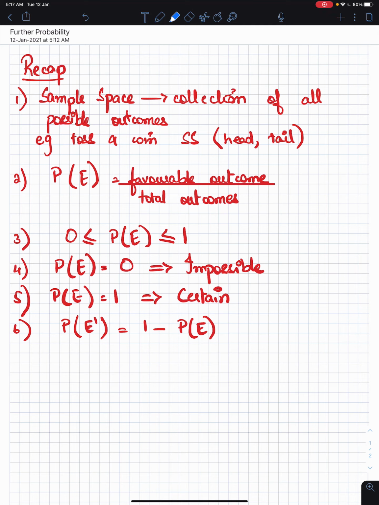So the first thing that we learned was sample space. Sample space was the collection of all possible outcomes. Whenever there's an event happening, for example, tossing a coin or throwing a die, a sample space covers all possible outcomes. For example, for tossing a coin, the sample space is head or tail. When you throw a dice, the sample space is 1, 2, 3, 4, 5, and 6. I'm talking about a fair dice. Okay, so that is your sample space.